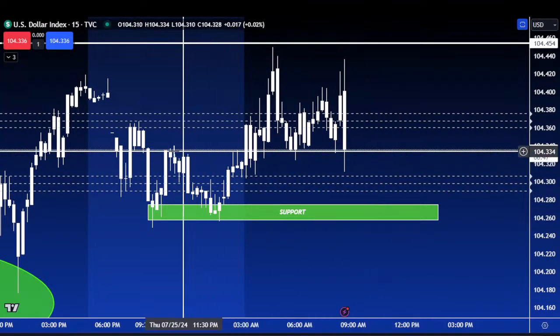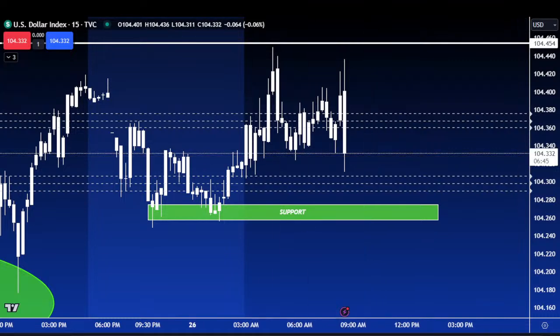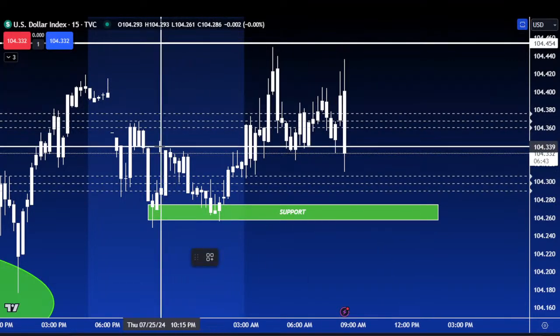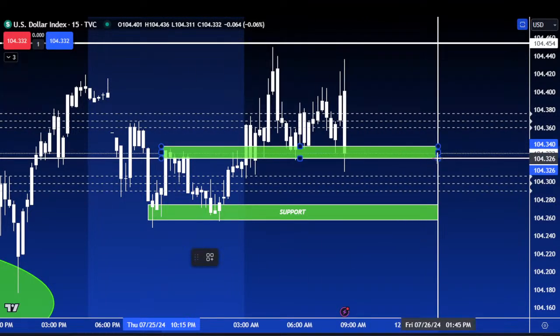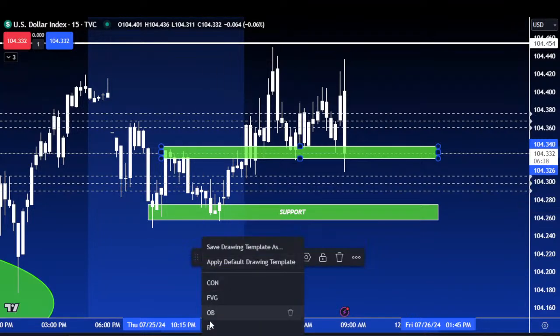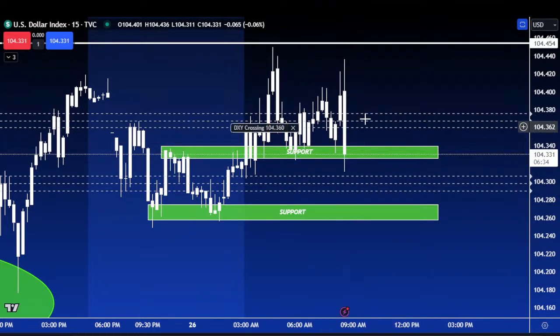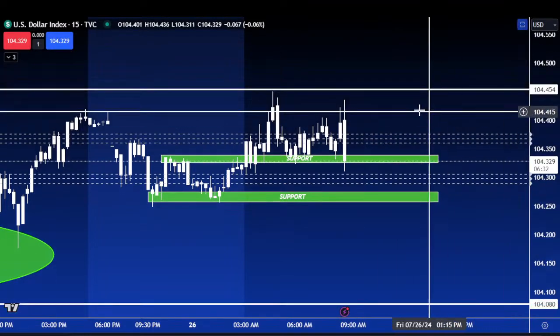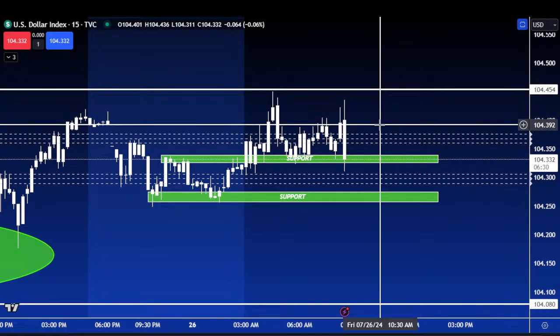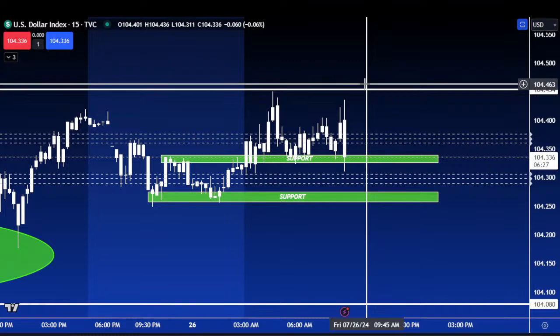Now we do have another little level right here, so I'll map that out because maybe we'll respect this level here. Okay. And start to rise from here. Either way, I'm looking for rejection and I'm looking for bulls to show up. Mainly, I want price to break above this white line. This white line represents yesterday's high, right?